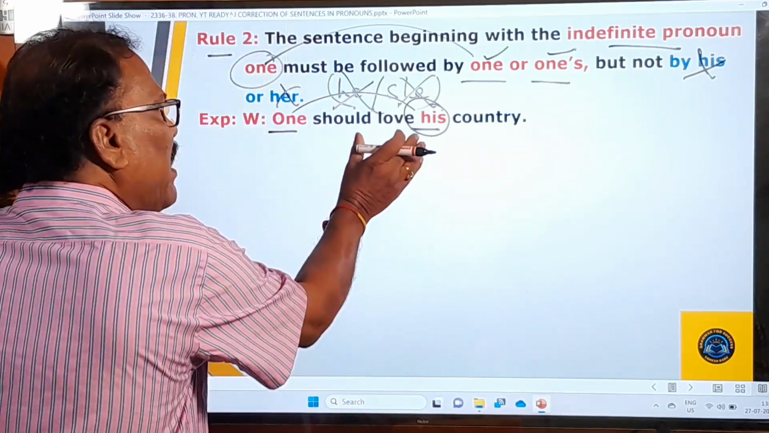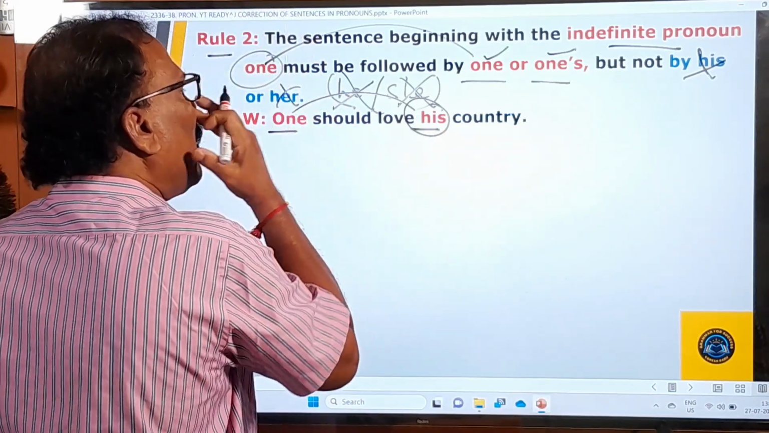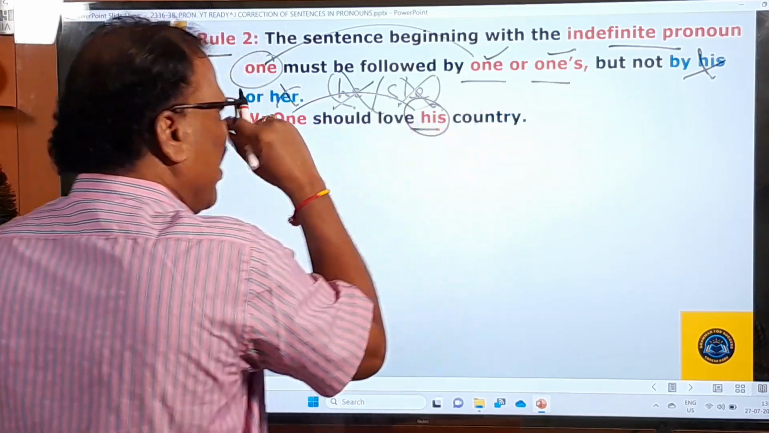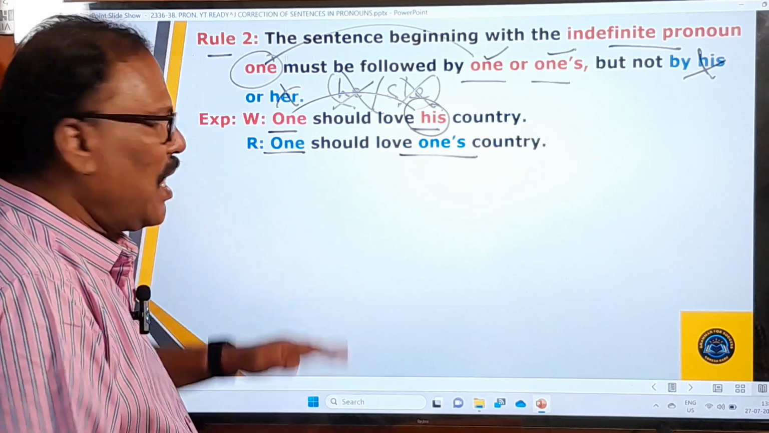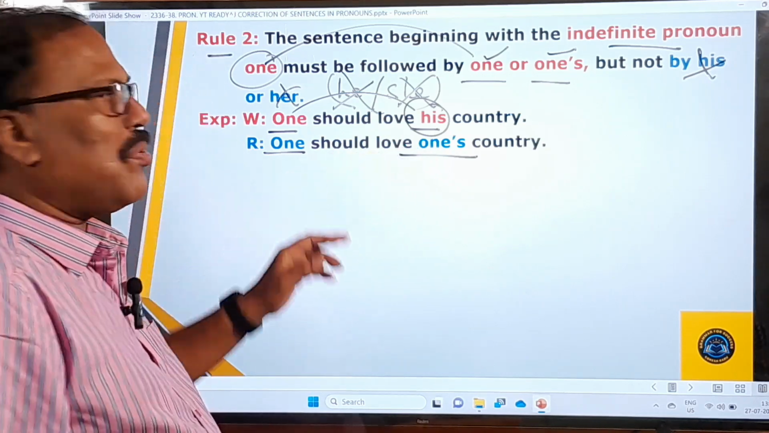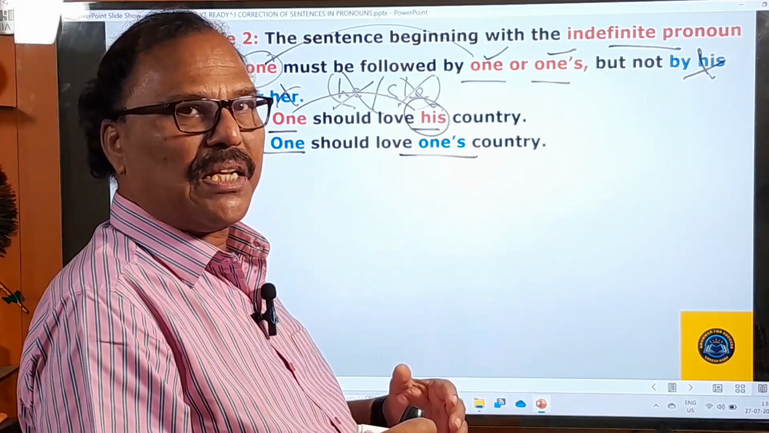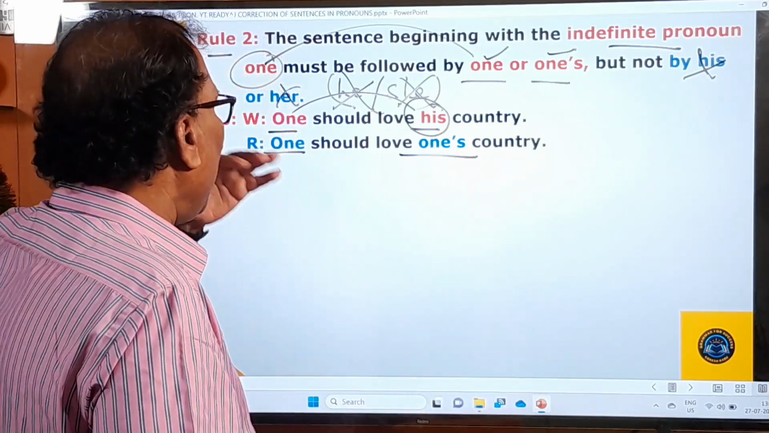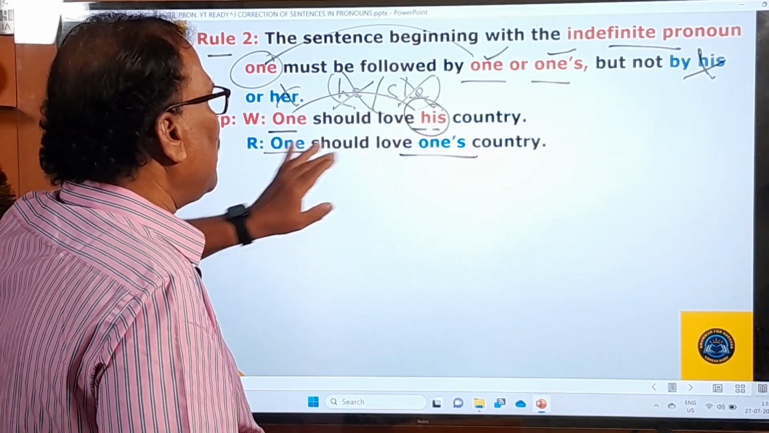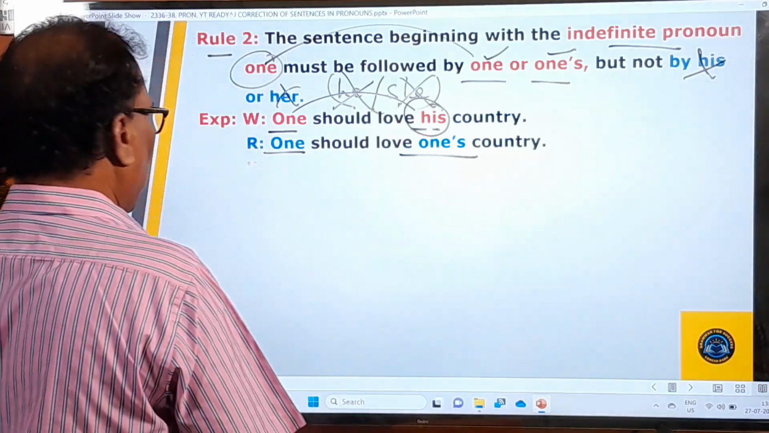So here the meaning is something different. That's why we should avoid this. What should we say then? Here you see that "One should love one's country." If you say that, it means we should love our own country. That is the meaning it conveys. Therefore, this is a wrong sentence and this is the right one. Right. Let's go to the next example.